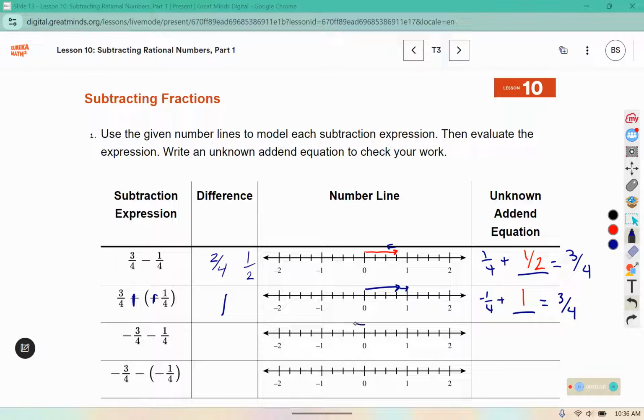Negative 3/4 goes backwards. Minus a fourth continues to go to the left for negative 1. This unknown addend equation would say 1/4 plus something is negative 3/4. And we would fill that in with a negative 1 or negative 4/4.